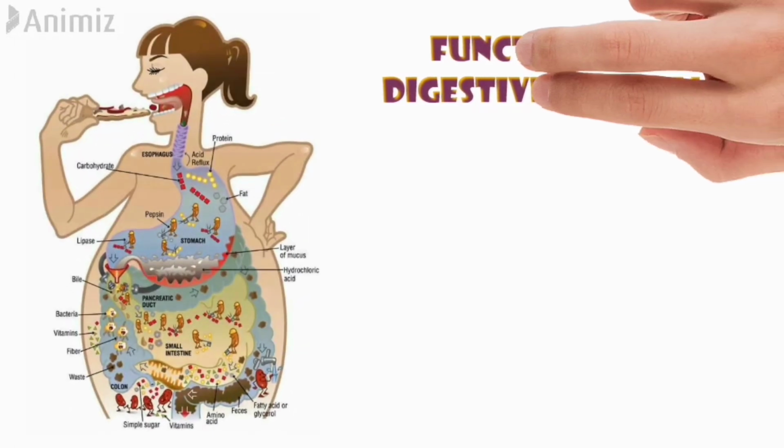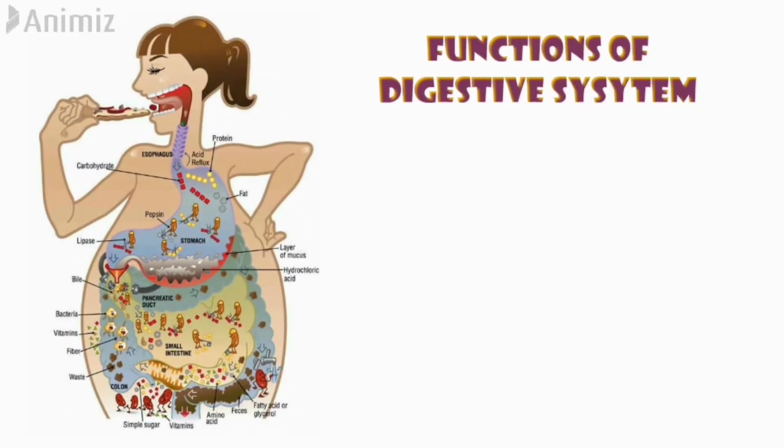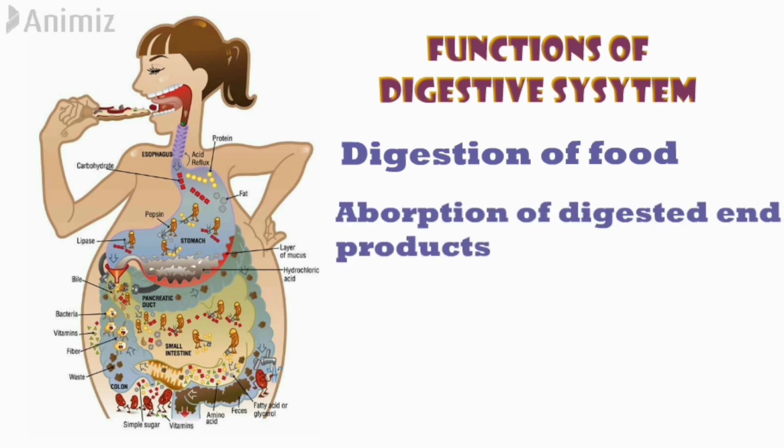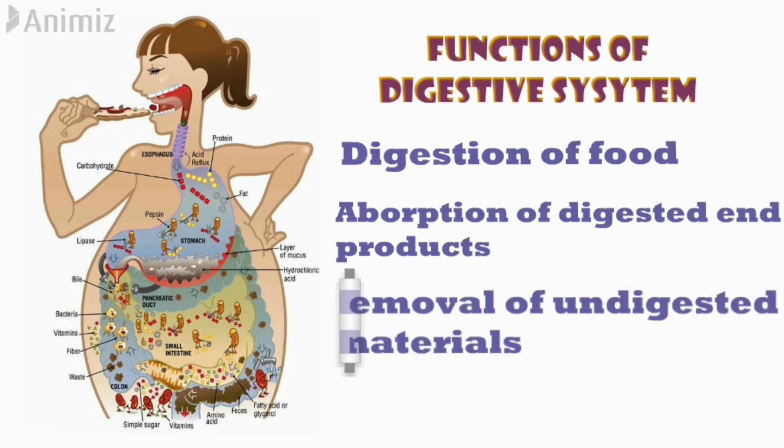Now let's go through the functions of the digestive system. The main function is the digestion of food, and this digestion takes place from the mouth to the small intestine. In the small intestine, the digested end products are absorbed. Then the remaining undigested particles are removed from the body.